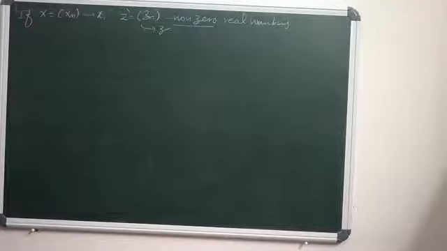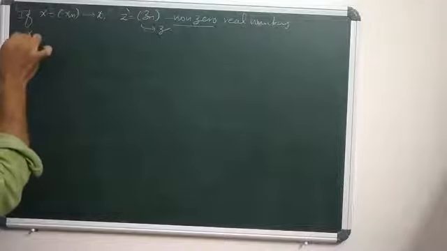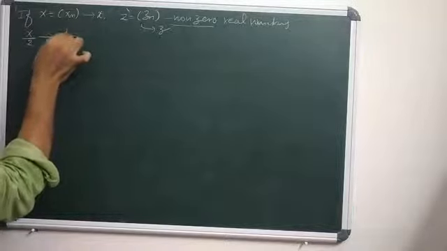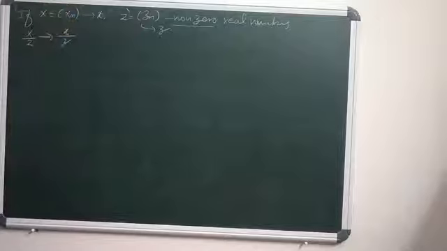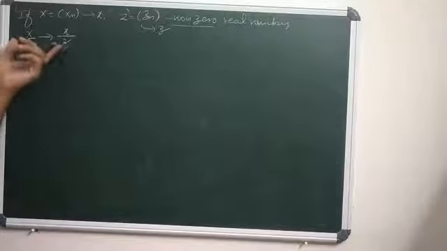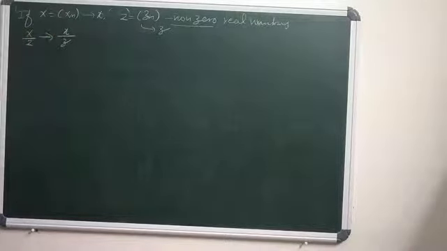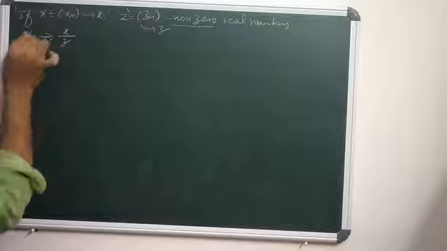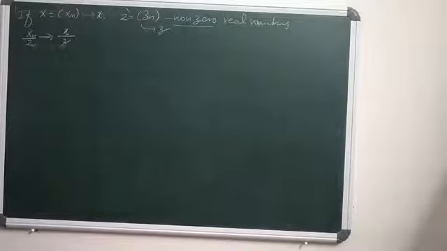If z differs from 0, then xn by zn converges to x by z. When xn converges to x, and zn converges to z, where zn is a sequence of non-zero reals, why? Because of the existence of this one. So xn by zn converges to x by z.